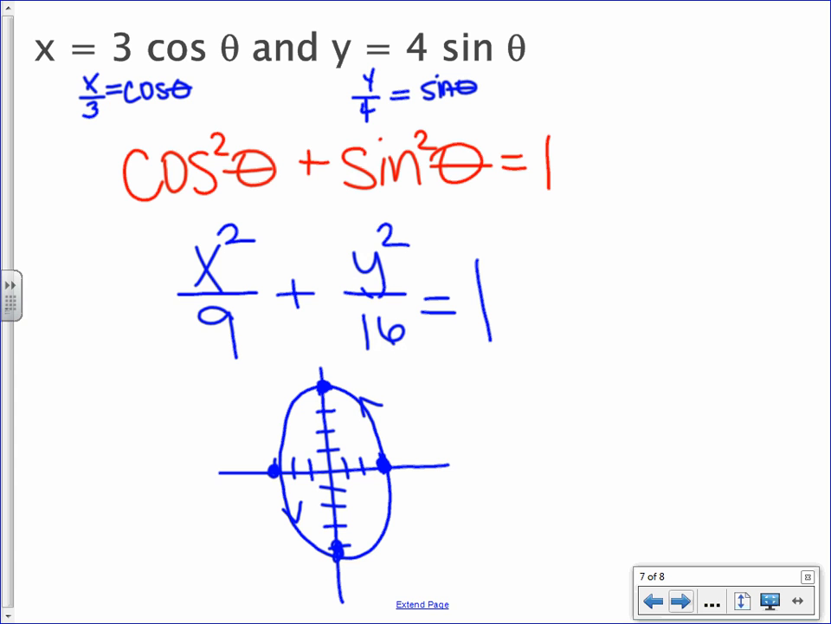Now, technically, the domain is all real numbers, but it really is only going to take between 0 and 2 pi to draw this ellipse. If we keep plugging in thetas, it's just going to trace that ellipse over and over and over again. So technically our domain is all real numbers, but it only takes from 0 to 2 pi to draw one ellipse.